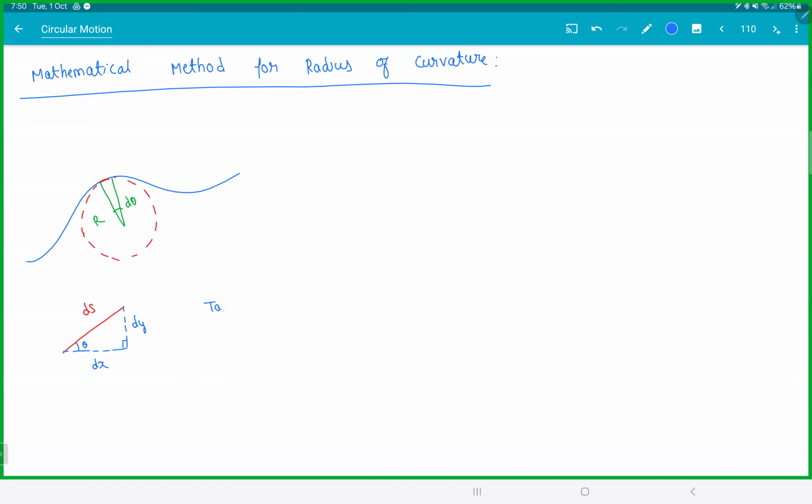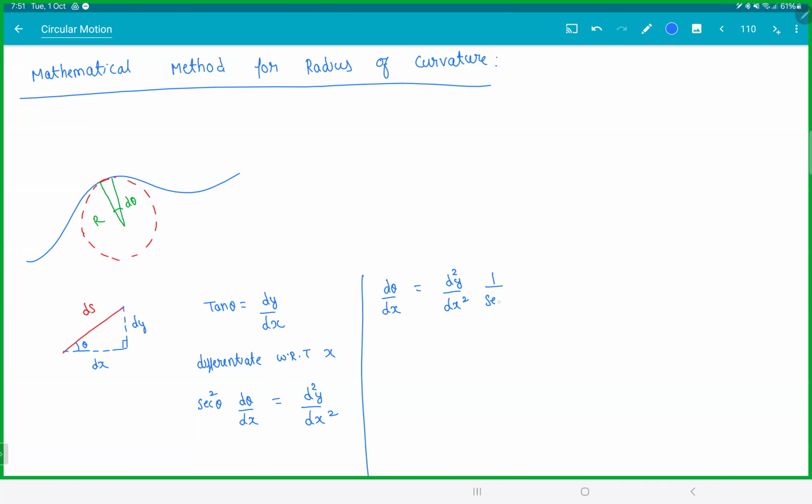So we know tan theta is dy by dx. Differentiate this with respect to x. The differential of tan becomes secant square theta. You'll also get d theta by dx because of the chain rule. And this becomes d square y by dx square, the double differential. So from here we get d theta by dx will be d square y by dx square times 1 by sec square theta.